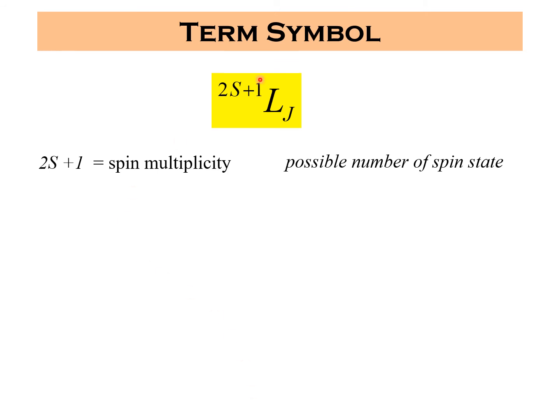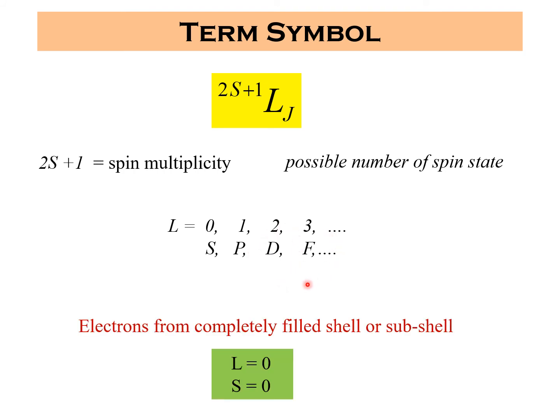Now the spin multiplicity, which is the superscript in the term symbol, gives the possible number of spin states in a multi-electron system. And L can have integer values like 0, 1, 2, 3 and so on, and these are defined through characters similar to the orbitals, where we use the azimuthal quantum number but with a capital character. So 0 is defined by S, 1 by P, 2 by D, 3 by F and so on.